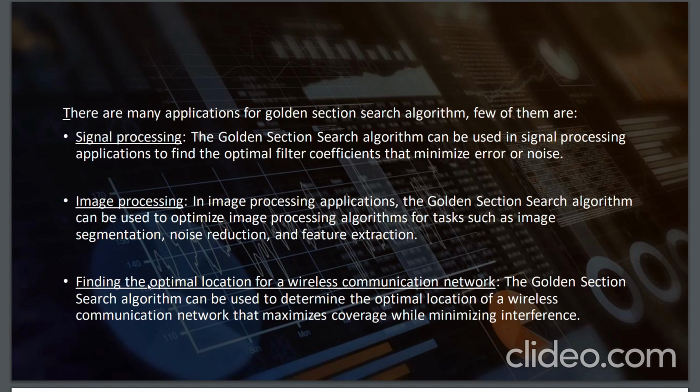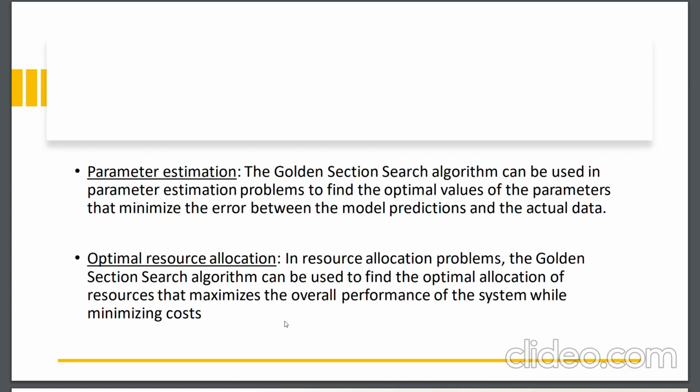And we'll use this golden section algorithm for finding optimum locations in wireless communications, such as where minimum interference is occurring, or where maximum coverage is achieved with minimum interference. In parameter estimation, the golden section algorithm can also be used to find optimum values of the parameters that minimize the error between model predictions and the actual data.